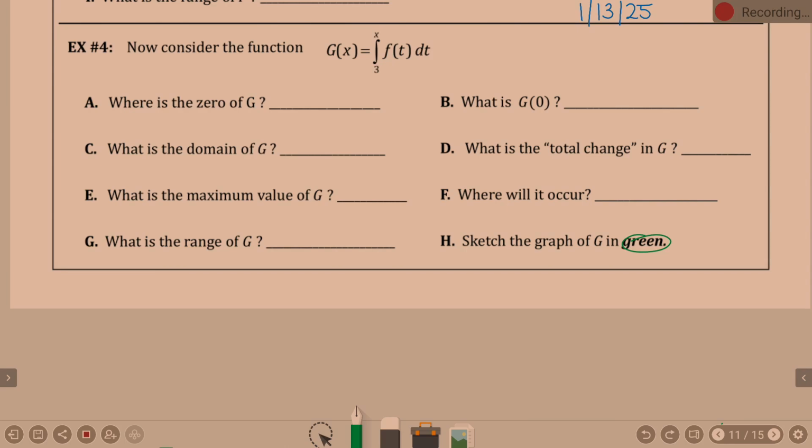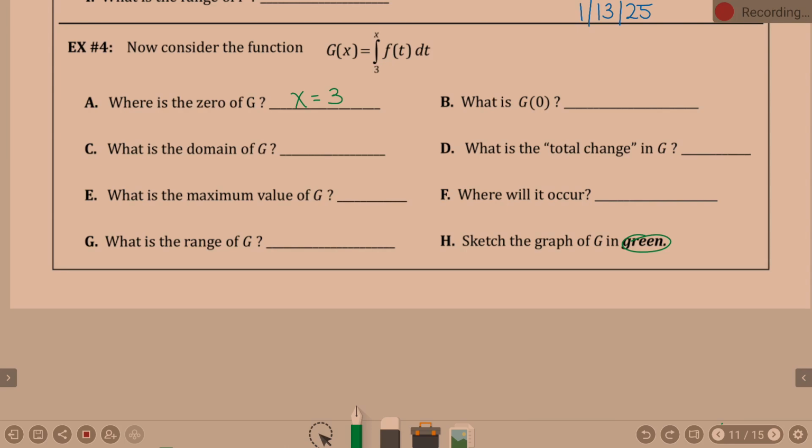If g is defined to be the integral from 3 to x. Like the top of the curve? Not necessarily the top. No, not the top of the curve. Where it starts. So at 3. At x equals 3. It's going to be at x equals 3. Now, why did you say that? Because that's where the integral starts. Okay. It's where the integral starts.